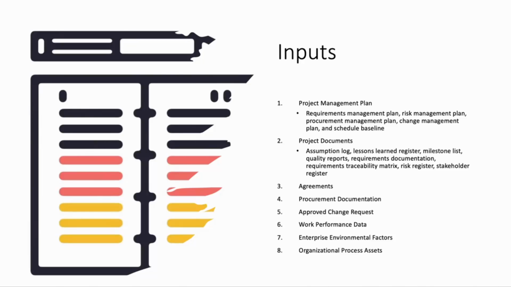Number 6, work performance data contains seller data on project status, such as technical performance, activities that have started, are in progress, or have completed, and costs that have been incurred or committed. Number 7, the enterprise environmental factors that can influence the control procurement process include, but are not limited to, contract change control system, marketplace conditions, financial management and accounts payable system, and buying organization code of ethics. Lastly, the organizational process assets that can influence the control procurement process include, but are not limited to, procurement policies.